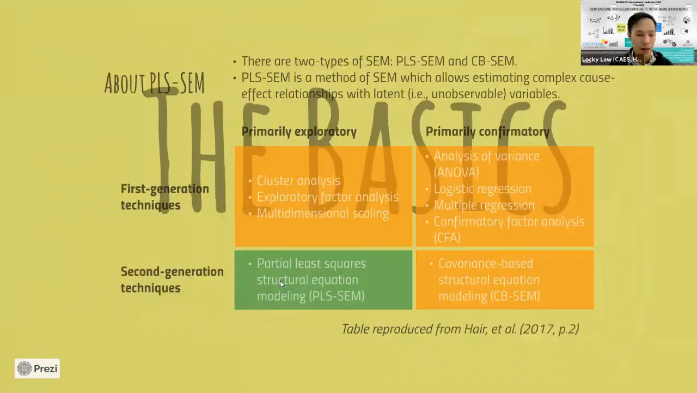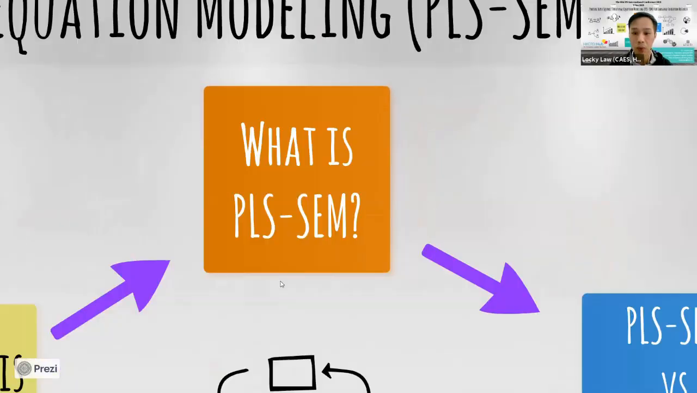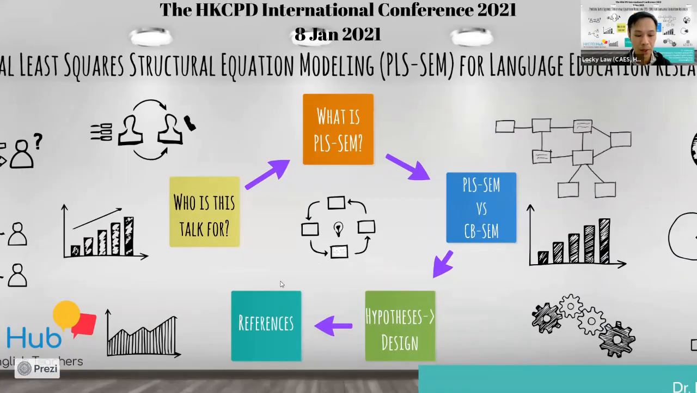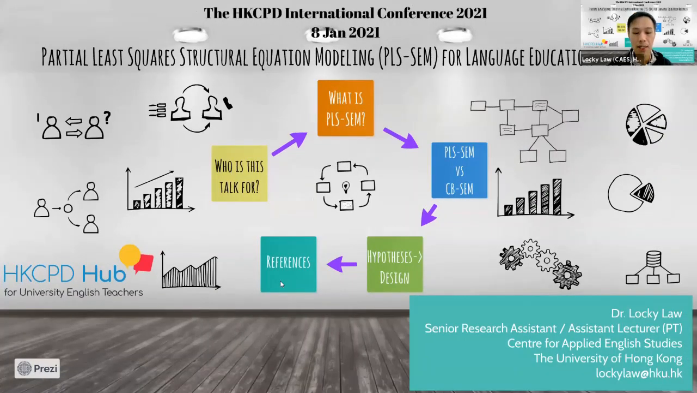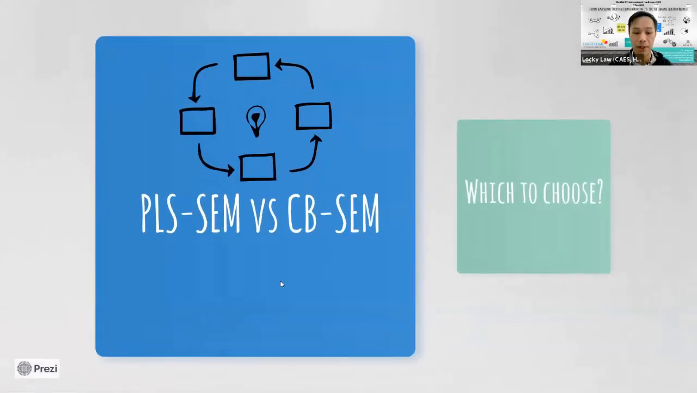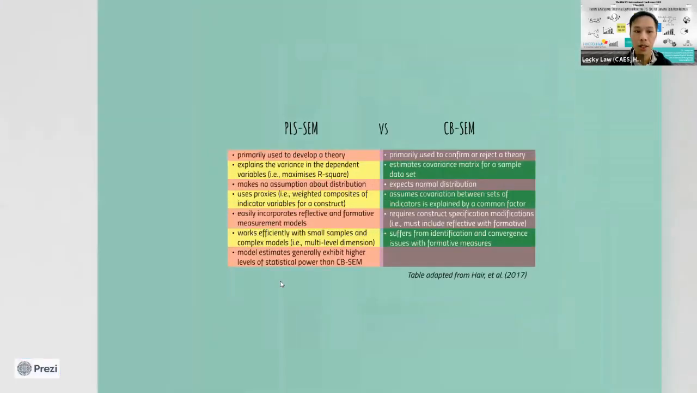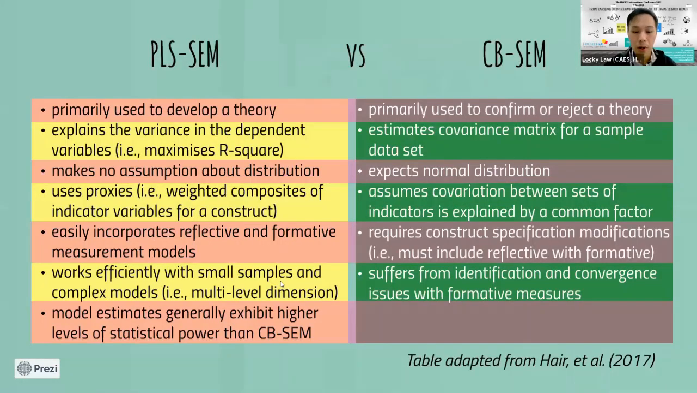Okay, and let's move on to our 3rd part. So how are PLS SEM and CB SEM different, and which one should we choose? If we look at the table here, you can see that PLS SEM is primarily used to develop a theory, whereas CB SEM is primarily used to confirm or reject the theory.